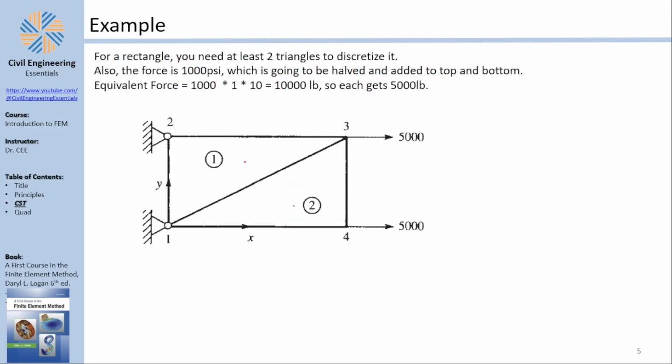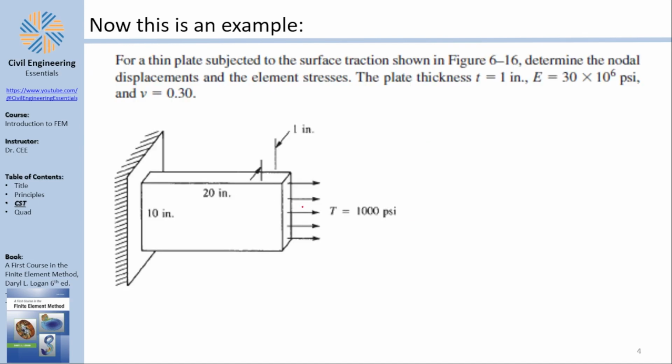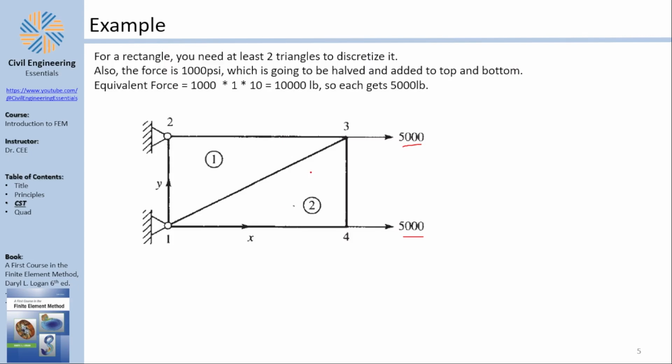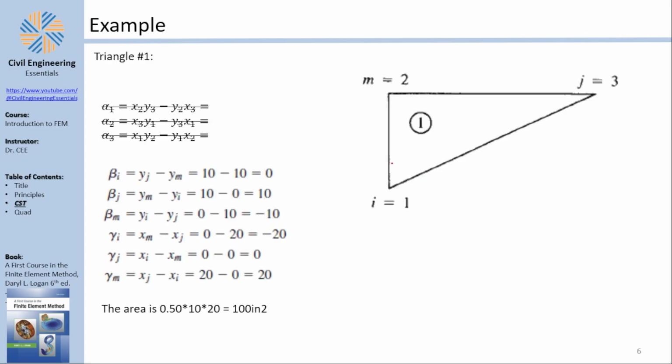So, okay, the book starts by discretizing the structure as we see. Here, you have triangle number 1 and triangle number 2 and the 2 5,000s. Now, how does he get the 5,000? Well, it's 1,000 psi, or pound per square inch. He multiplies it by the area of the surface, which is 1 multiplied by 10. So 1 multiplied by 10 by 1,000 is 10,000. Divided by 2 gives you the 5,000 each. Perfect. He goes on with this and starts dealing with his triangles one by one.